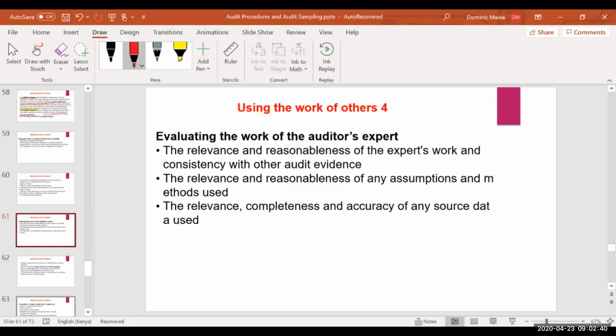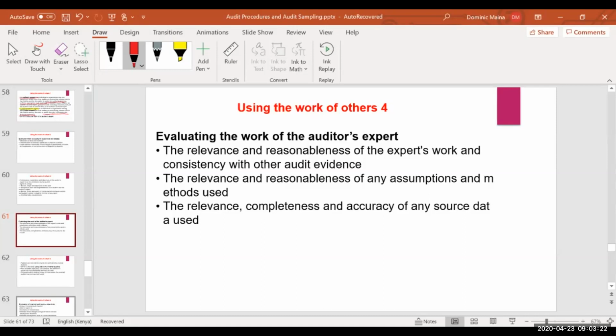Then consider the relevance, completeness, and accuracy of any source data they may have used. In most cases they will be using what we call source data. Let me give an example. If this is a lawyer you have hired to give you an opinion on the potential amount of money the company can pay to a customer who has sued the company, you want to make an assessment: how much money can my client pay if they were to lose the case?